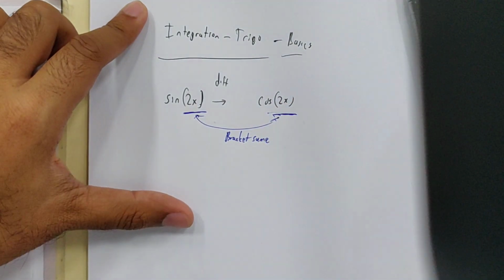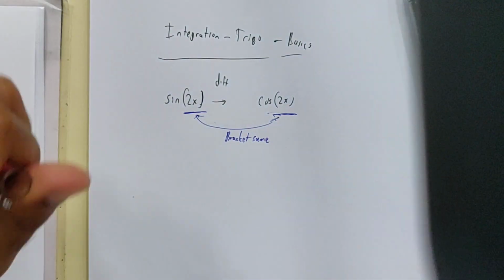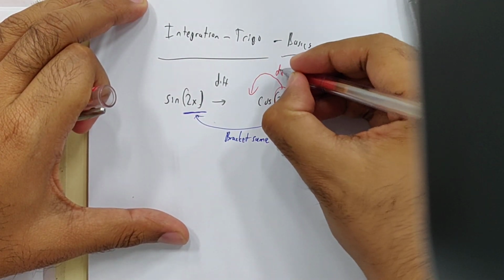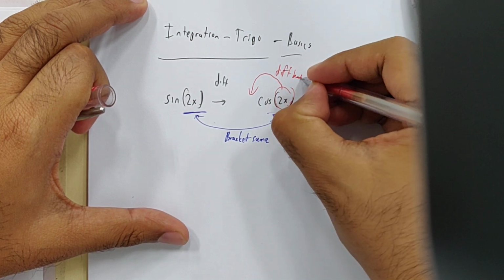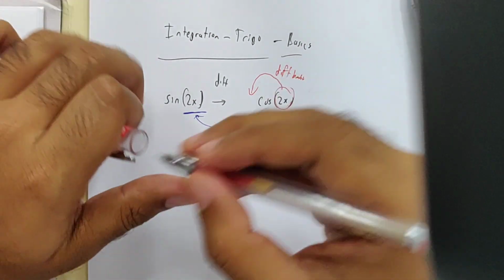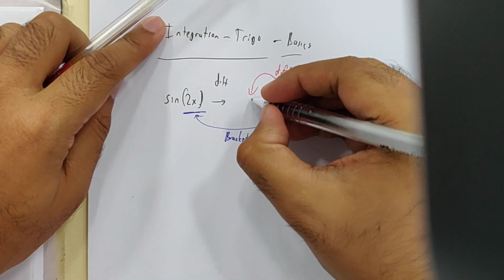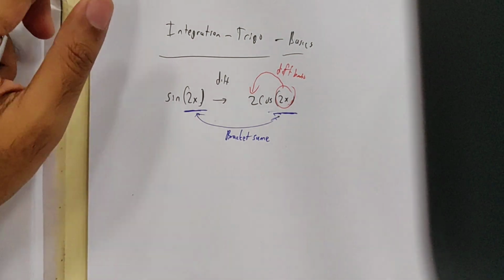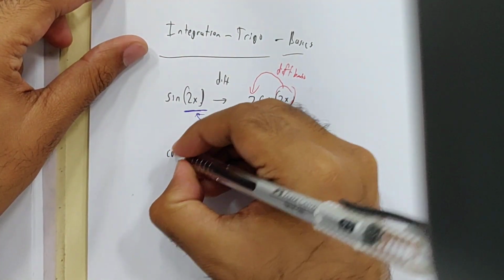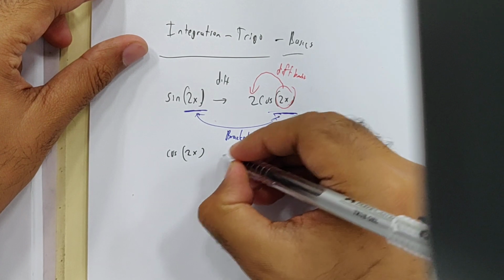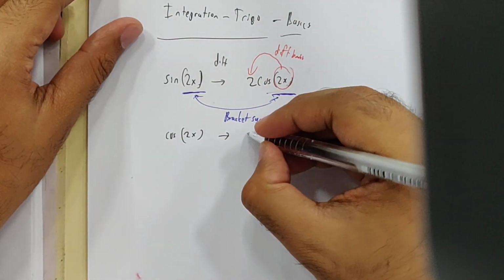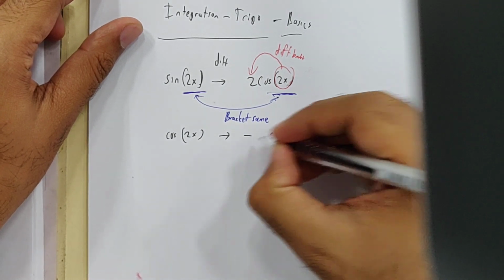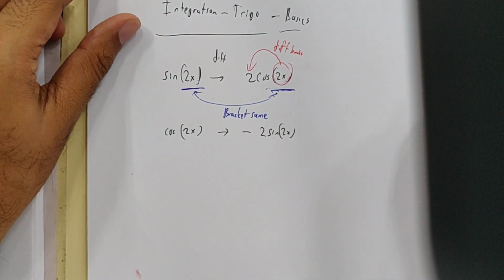And then what do we do? We differentiate the bracket. We got ourselves 2. This one everybody clear? What about cos 2x? Negative sin 2x, right?